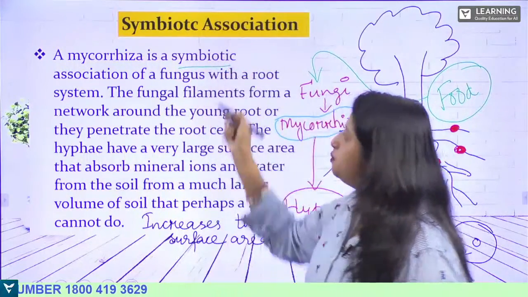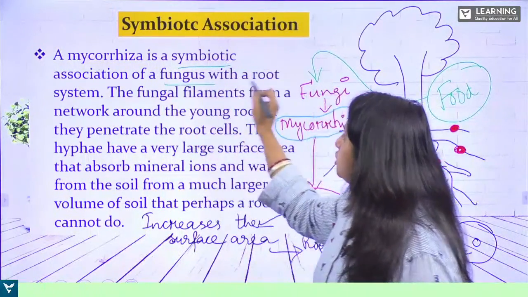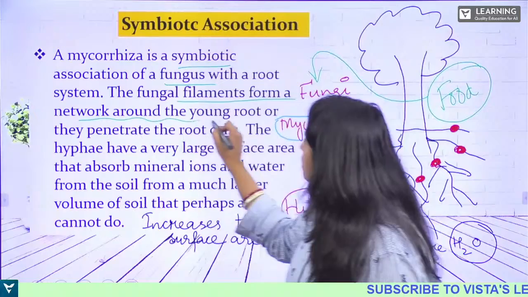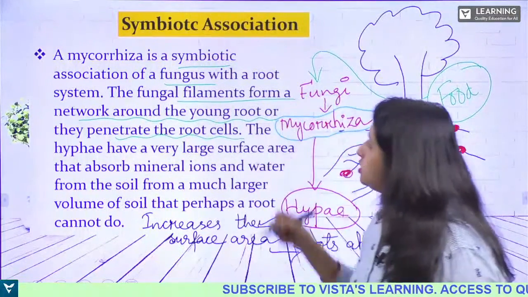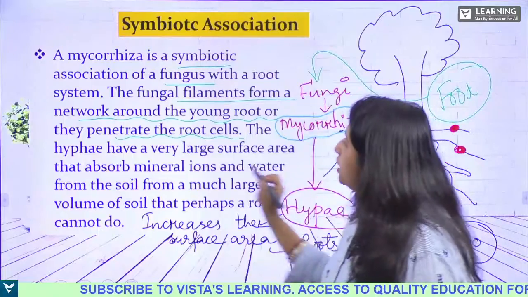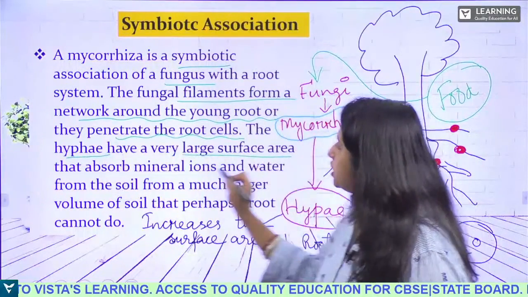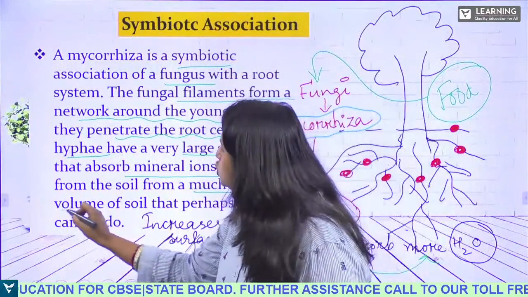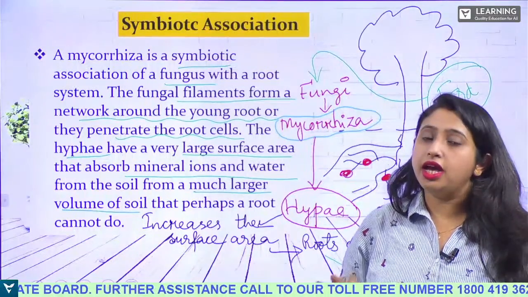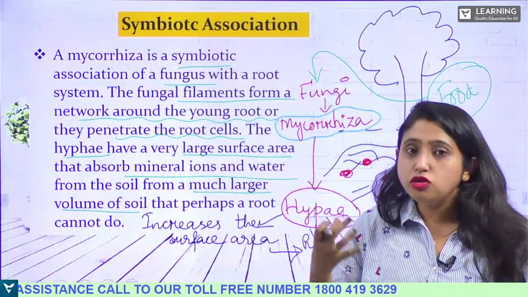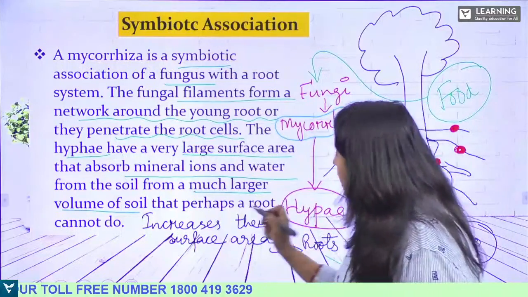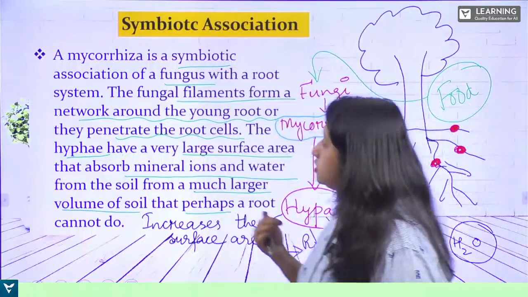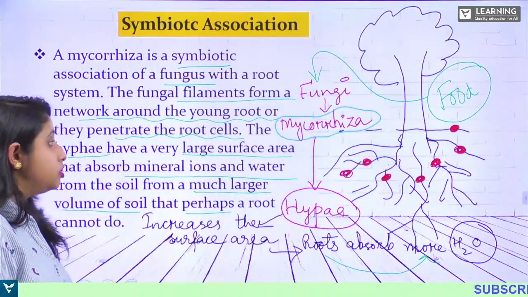So mycorrhiza is a symbiotic association of the fungus with a root system, and the fungal filaments form a network around the young roots or penetrate the root cells. These are the hyphae. The hyphae have a very large surface area and absorb mineral ions and water from a much larger volume of the soil. As I said, they help the roots absorb more water from the soil, which perhaps a root cannot do by itself. So this is the symbiotic association which we see in higher plants.